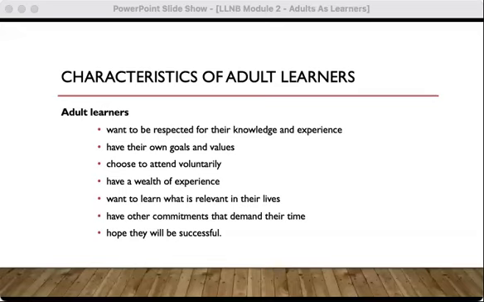So let's look at the characteristics of adult learners. What do we know about them? Well, they want to be respected for their knowledge and experience. They have their own goals and values. They choose to attend primarily voluntarily. They have a wealth of experience. They want to learn what is relevant in their lives. They have other commitments that are going to demand their time. And all adult learners hope that they'll be successful.